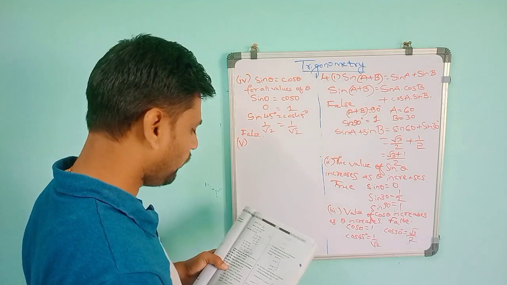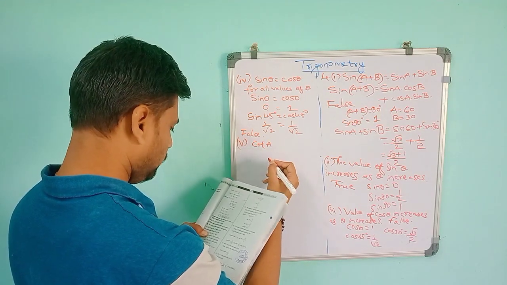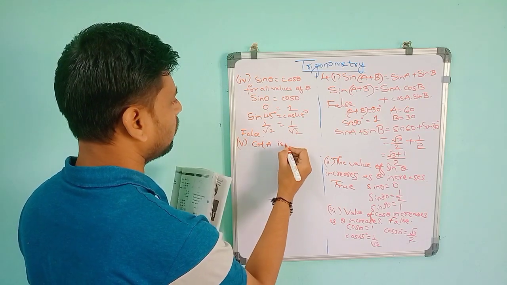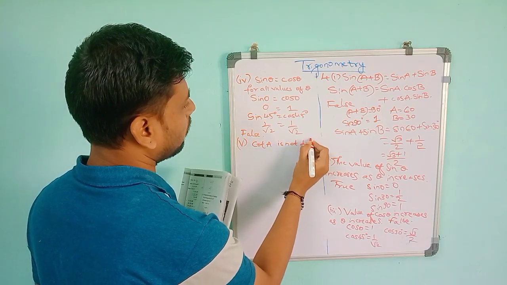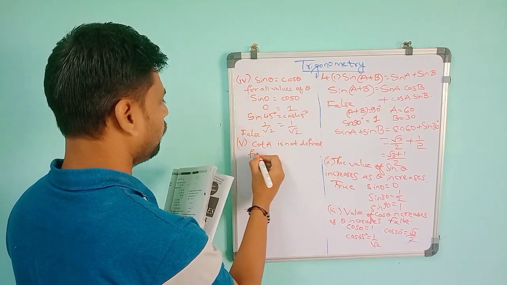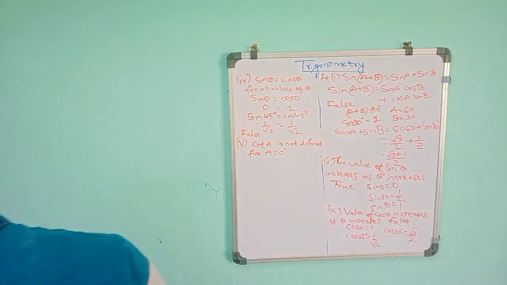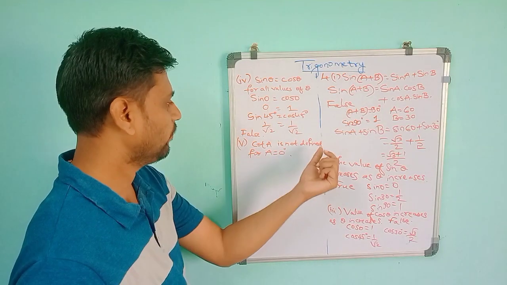Cot A is not defined for A equal to 90 degrees. Cot A is not defined for A equal to 0 degrees. Cot A is not defined for A equal to S.